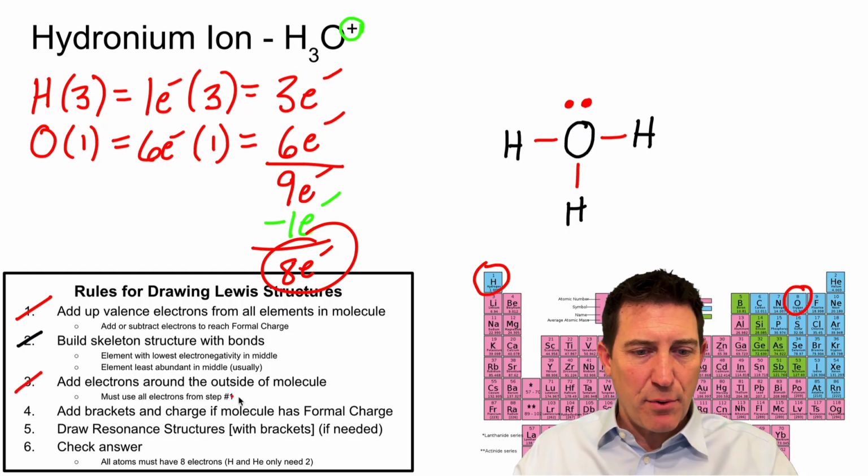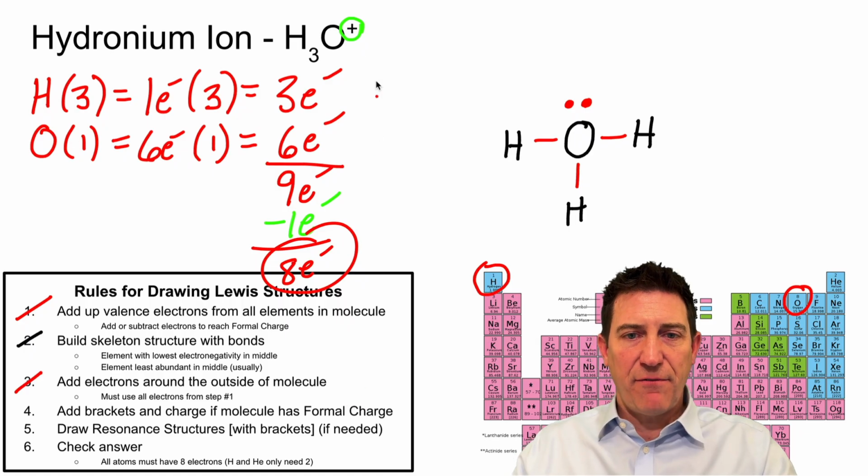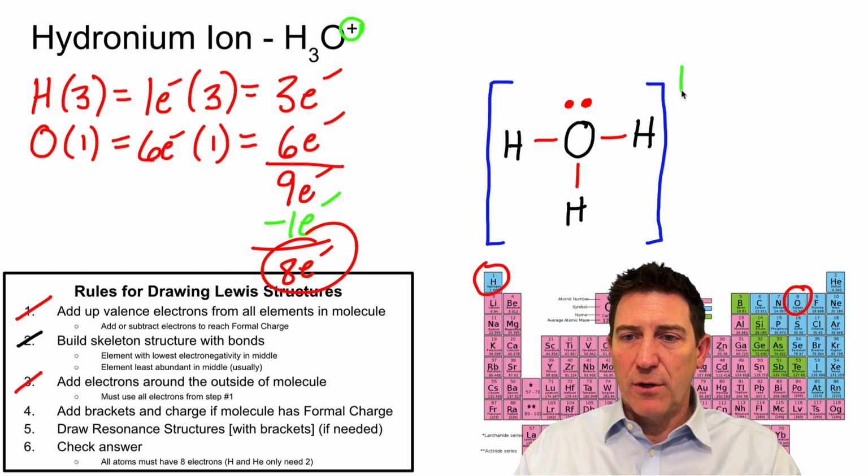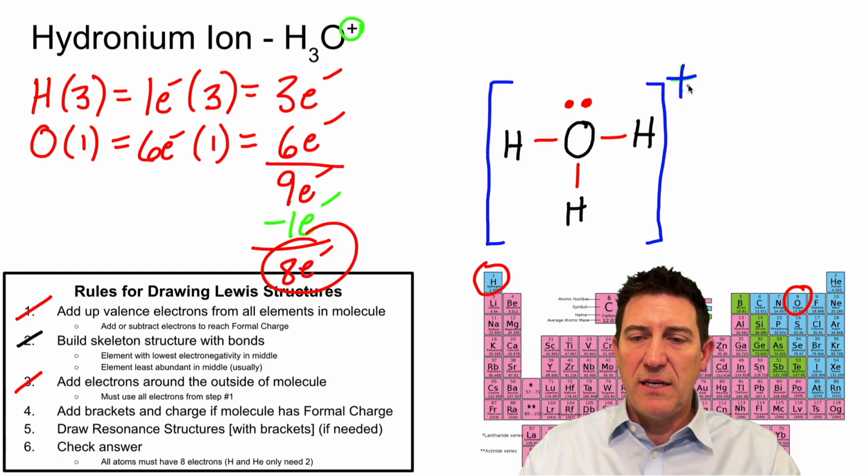Number 4, add brackets and charge if it has a formal charge, which it does. So I'm going to put the brackets around this, like so. And then I'm going to write the charge up here, which is positive. I'll use my blue because I think that green's really hard to see.